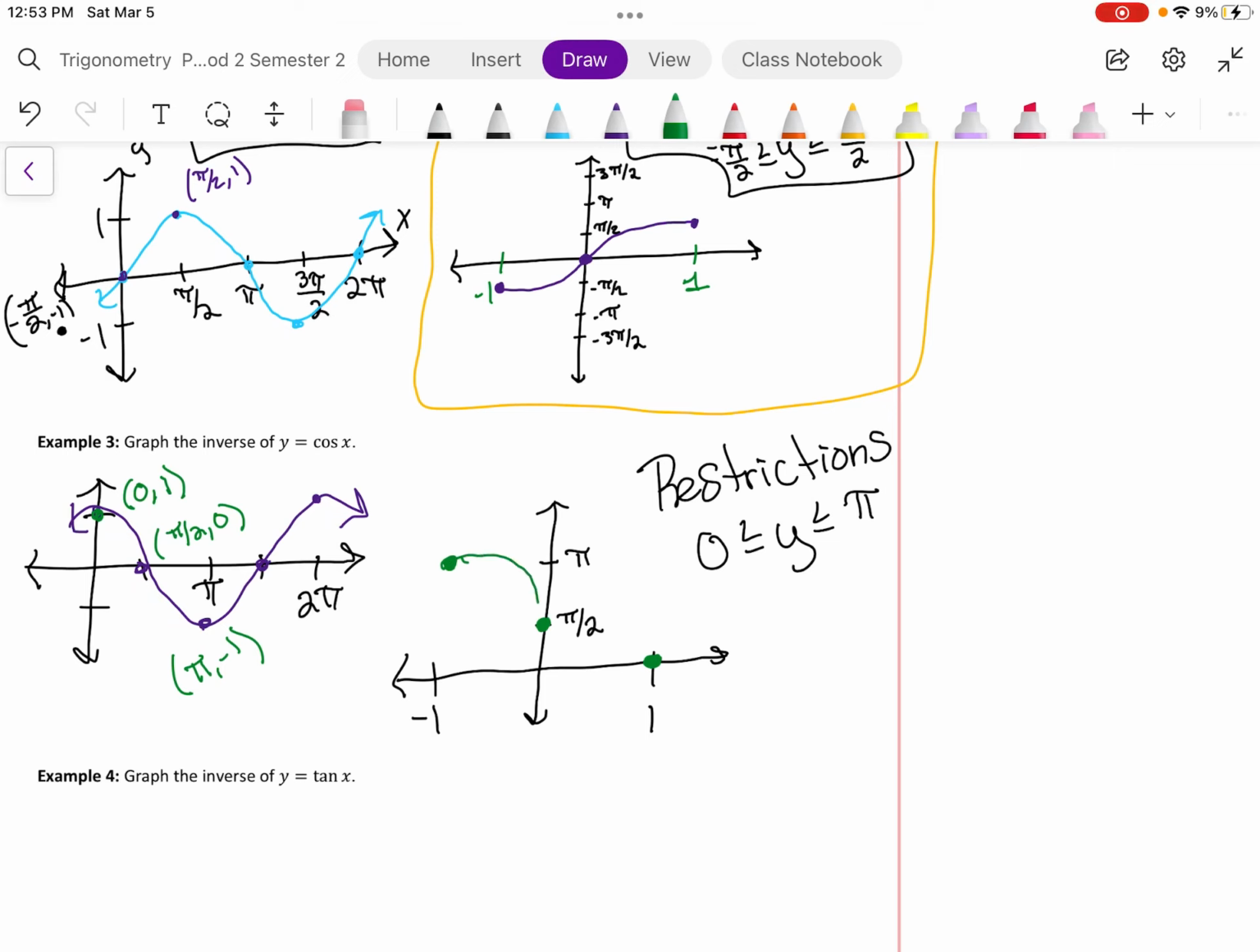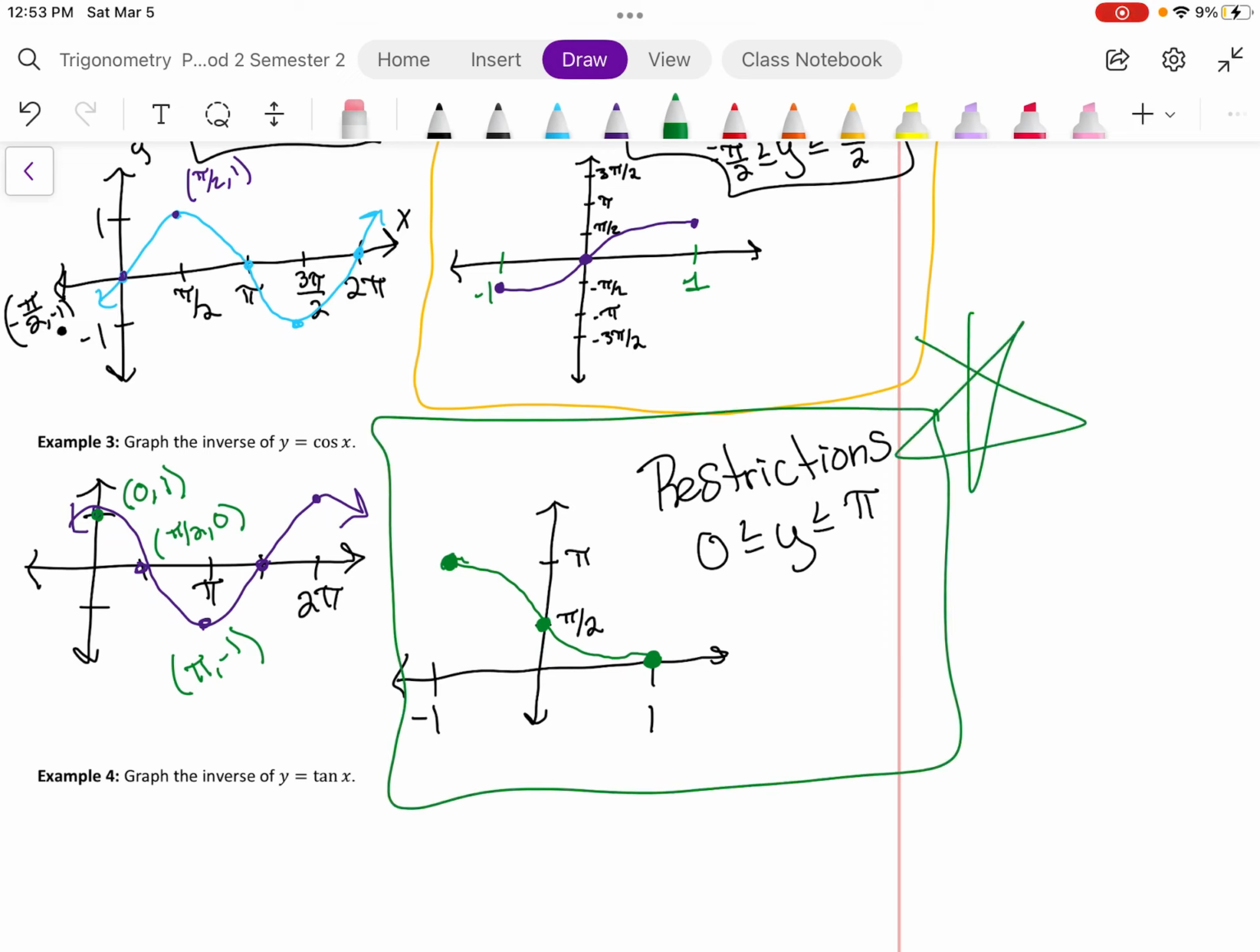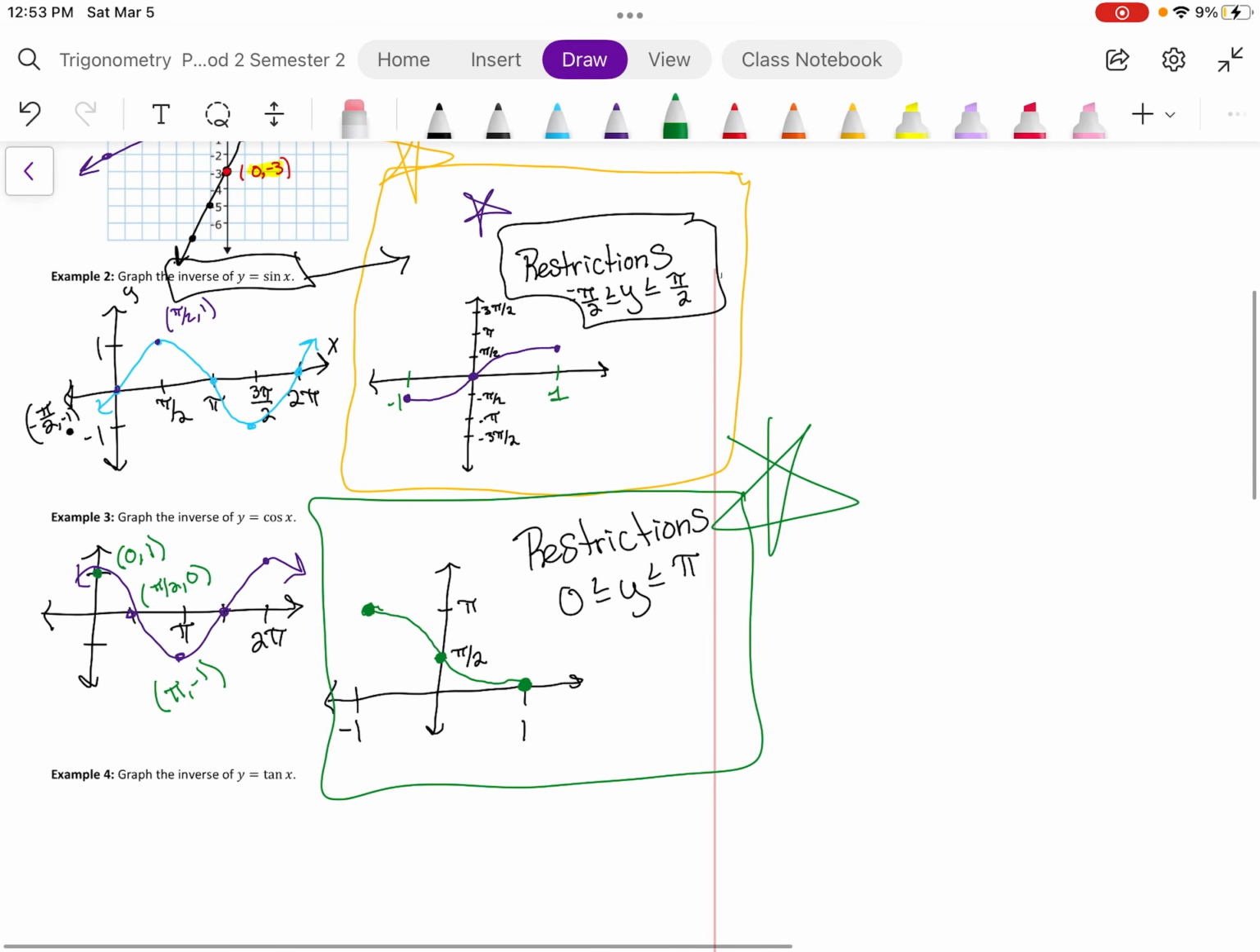So now we have this function for our inverse cosine, and it ends at these coordinate points. It doesn't go any further than this coordinate point. Let me draw that again. There we go. And again, just like the sine one, this is something you need to have memorized. And this one is the inverse of cosine.